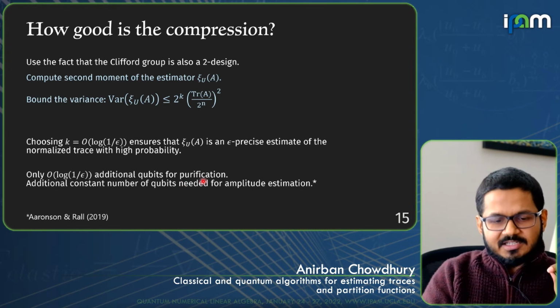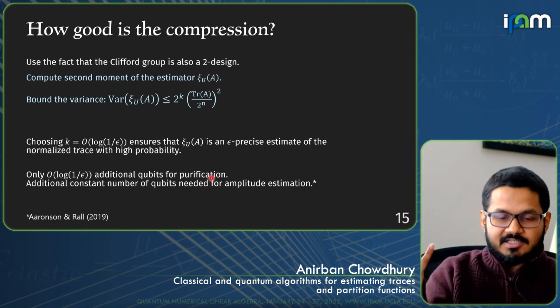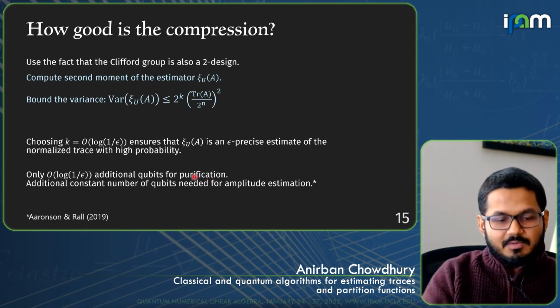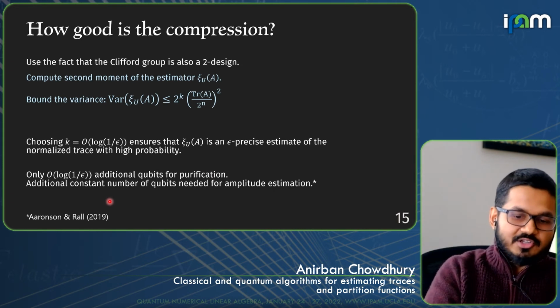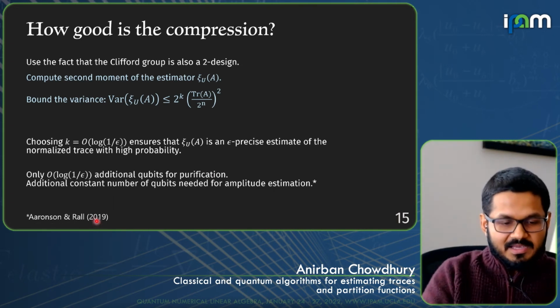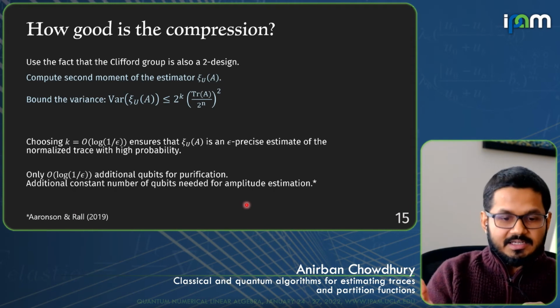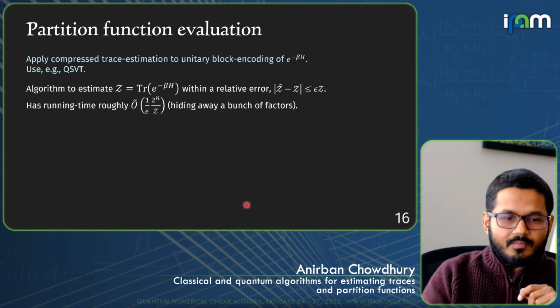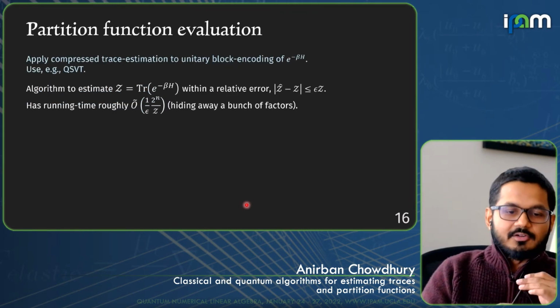Now, I should clarify, this is just the number of qubits you need to purify. You will need some additional qubits to do amplitude estimation on top. But following this paper, you can show that this is, again, a constant number. Now, we want to apply this, in particular, to the partition function.